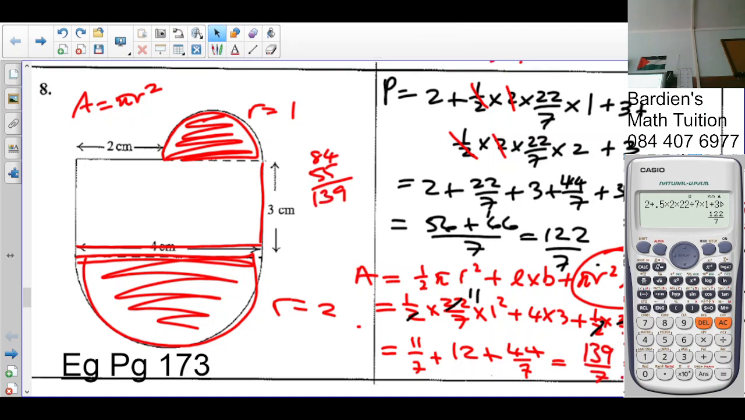Let's check if I'm correct. It's going to be half times 22 over 7 times 1 squared plus 4 times 3 plus a half times 22 over 7 times 4. 139 over 7. Okay. Will you guys understand? Alright, and that's going to be in centimeters. Yes? How many marks does this count? Quite a bit.